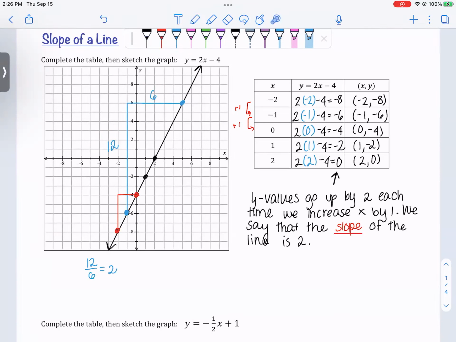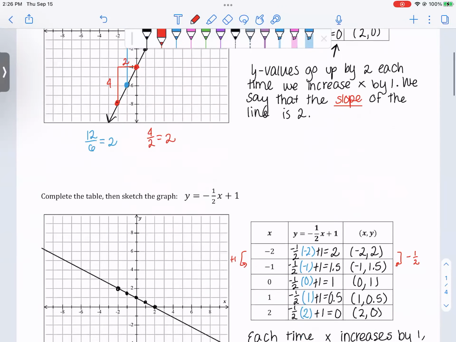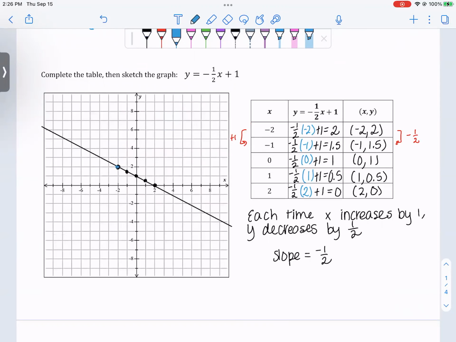Here, to get from this point to this point, we're going up 4 units. We're going to the right 2 units. Rise is 4, run is 2, slope is 2. This is going to be consistent no matter what 2 points we choose. We can do that same thing down here.